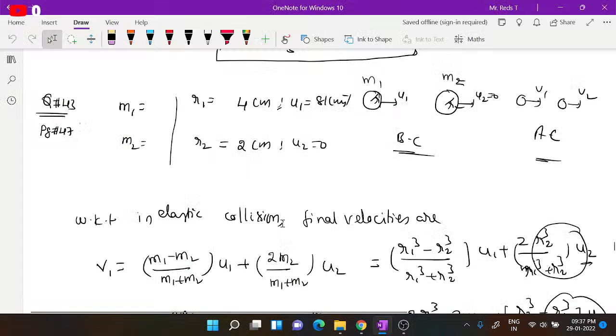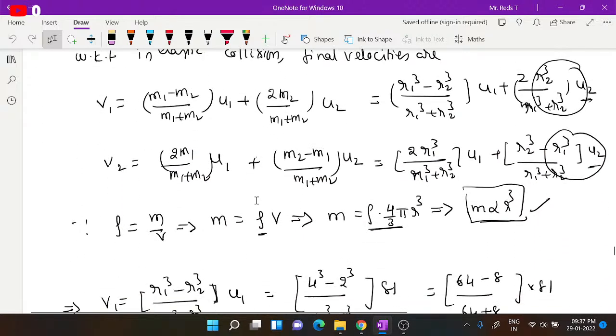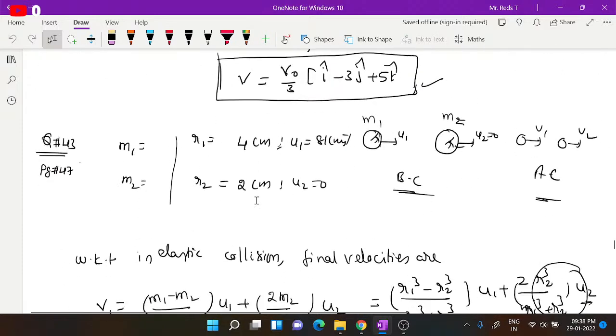Someone has asked about questions number 43 and 40 from the earlier classes and study hours. We are simply wasting time by asking. See here, question number 43. Already I have discussed this in the previous study hour. Look here.